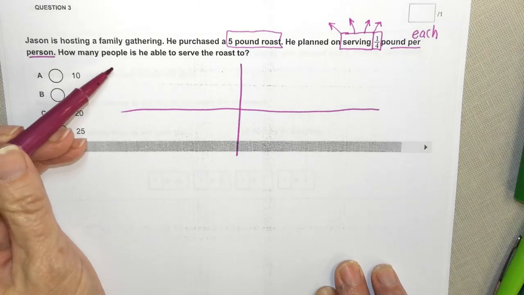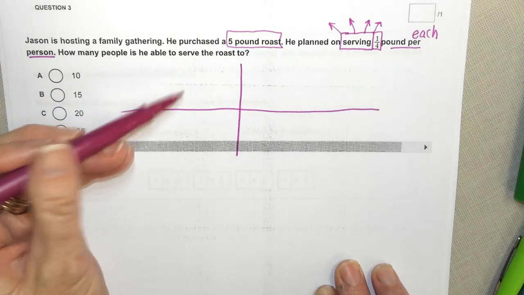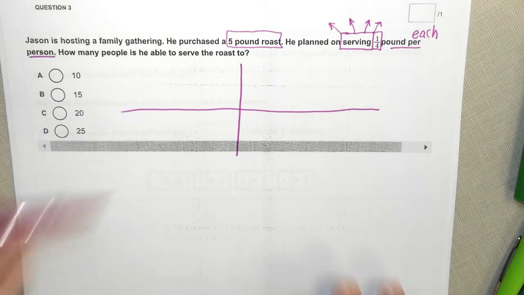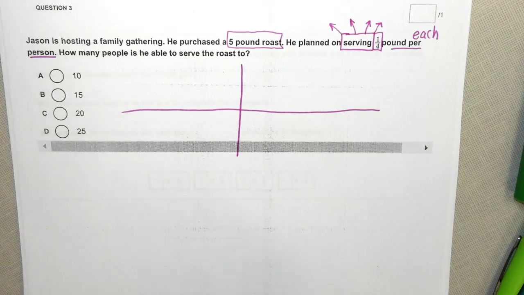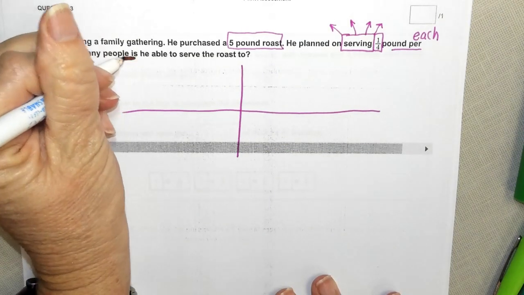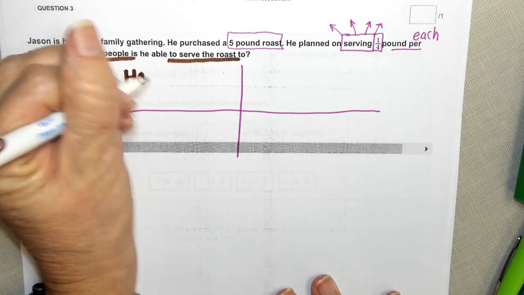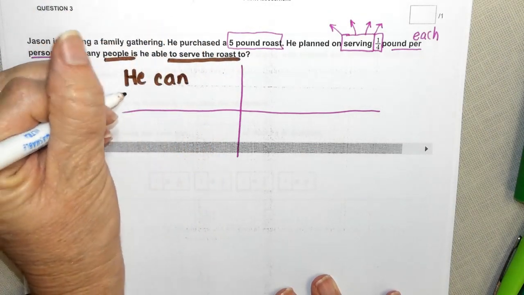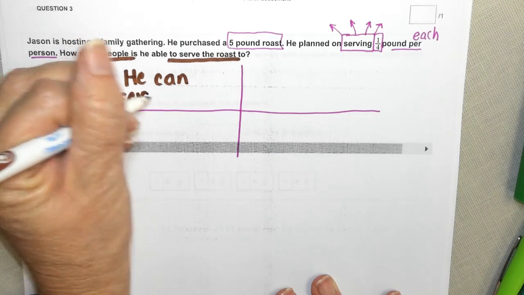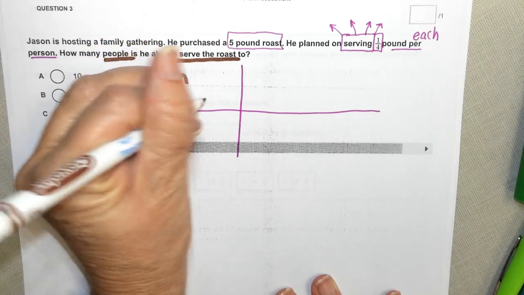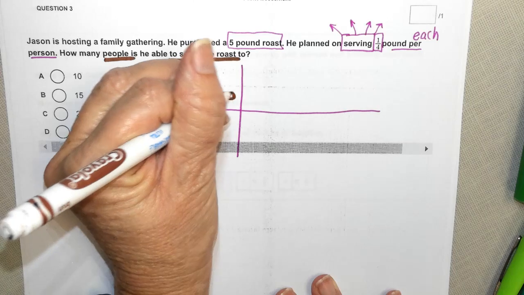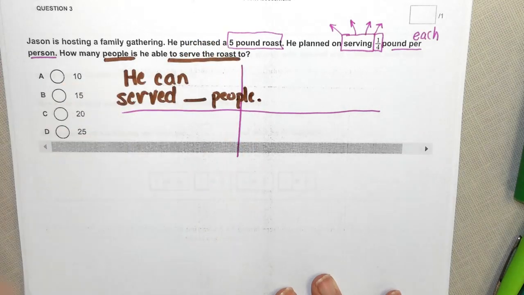How many people is he able to serve the roast to? All right, I'm going to start there with my question. What is it that we're looking for? We want to know the number of people he's able to serve. He can serve blank people. All right.